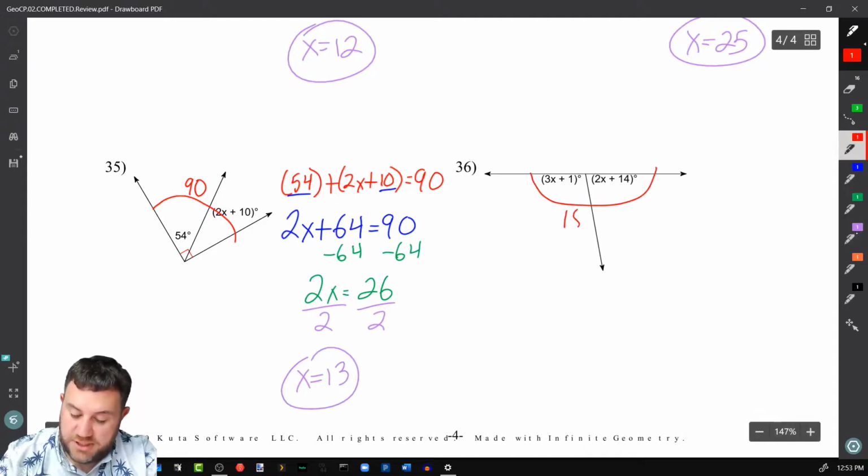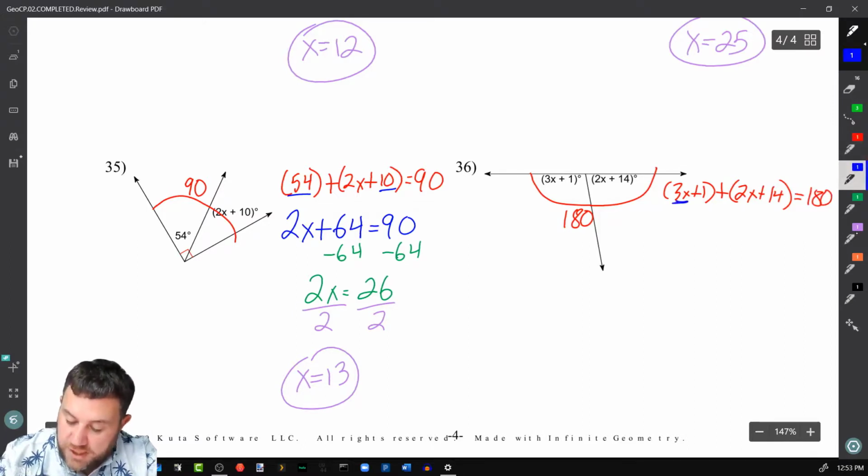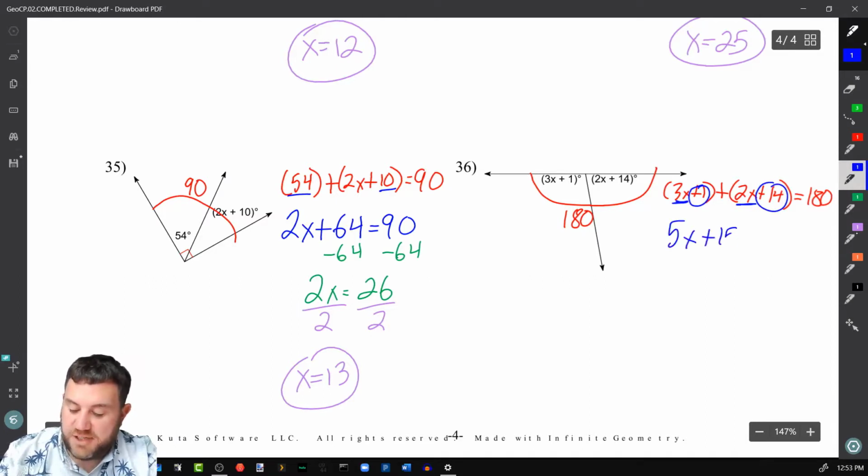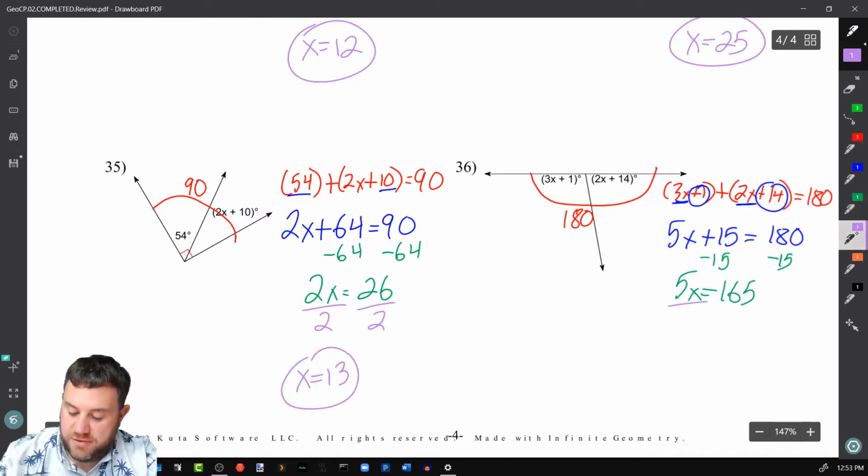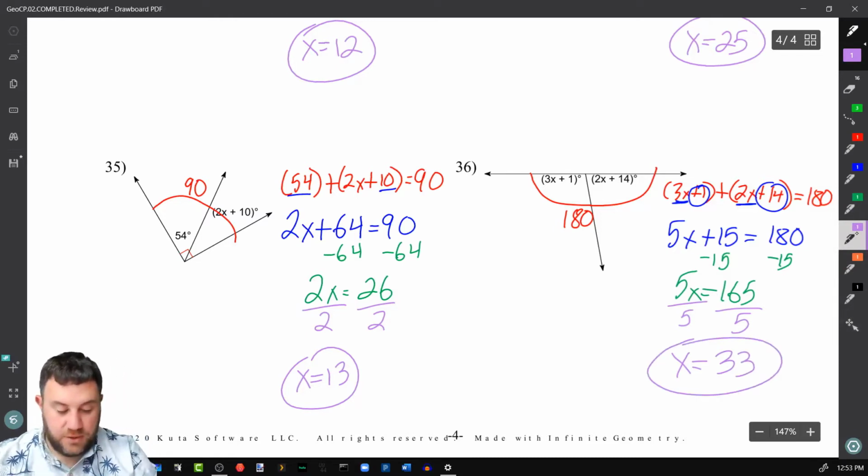And then on number 36, they have to add up to 180. So we've got 3x plus 1 plus 2x plus 14. That's sloppy. I'm going to rewrite that for you. 2x plus 14, and those add up to 180. We've got two different x terms and two different constant terms to combine. So this gives us 5x plus 15 equals 180. Move our 15 over. So 5x equals 165. Divide by 5. So x equals 33.